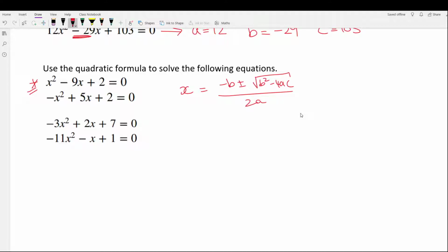So let's do this one here. Let's call these A, B, C and D. Let's do A. For A, a equals 1, b equals negative 9, and c is equal to positive 2. So what we are going to do now is substitute all these values into the formula.